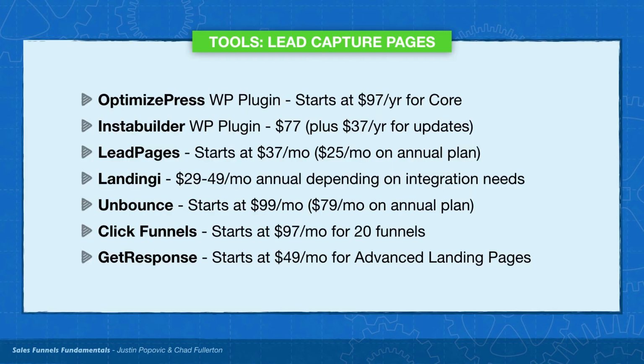So OptimizePress and InstaBuilder, if you're using WordPress, these are plugins that allow you to easily build sales pages that don't interact or conflict with your theme. So for those who have a WordPress website, you'll know that you have a WordPress theme that changes the look of your website, right? So if you have a sales page, normally sales pages don't have a lot of the clutter that are in your theme, which would be your menu at the top, certain navigation buttons, maybe widgets on the side that you have, your footer content.